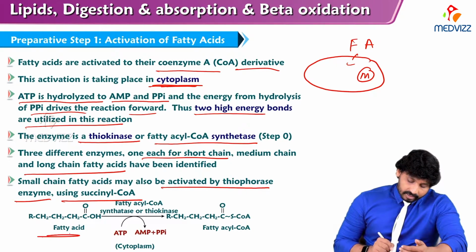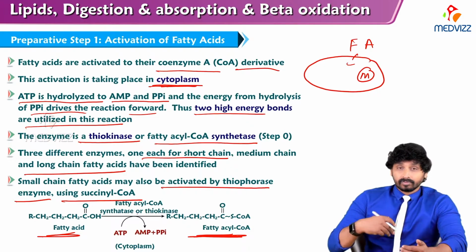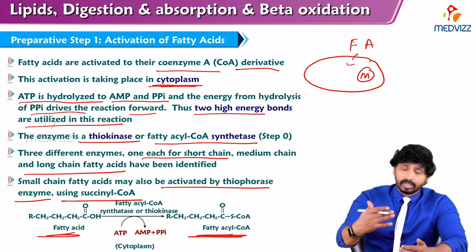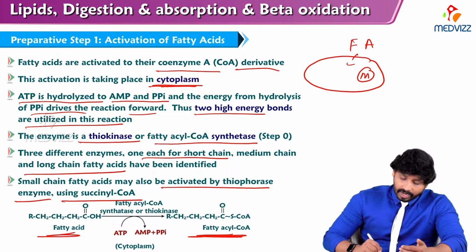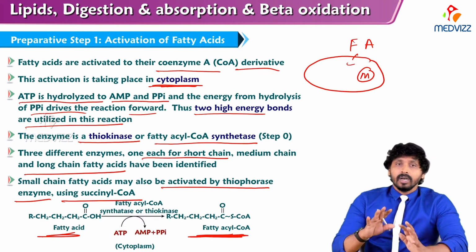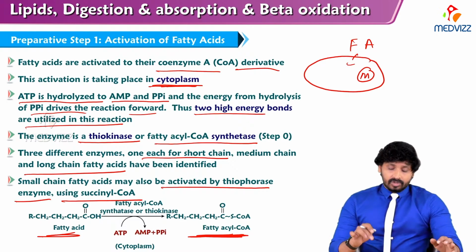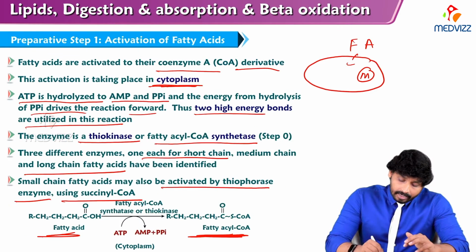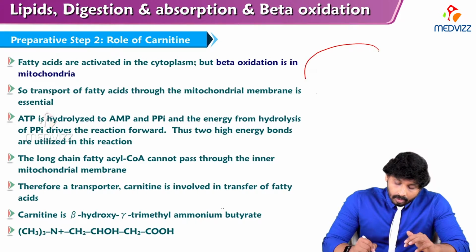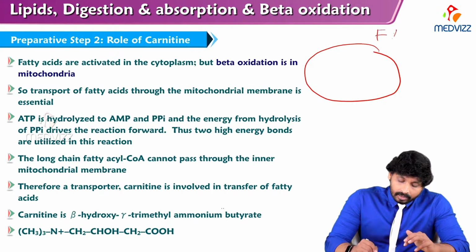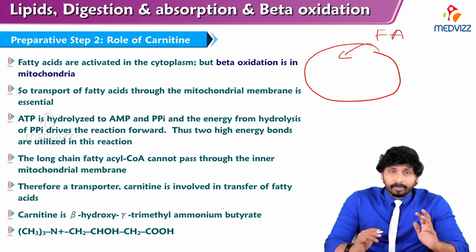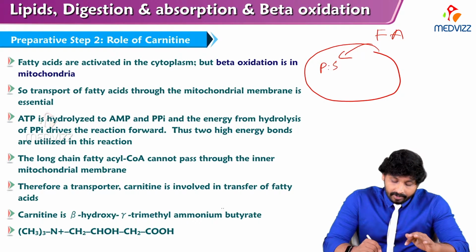You see here, fatty acid, with the help of fatty acyl-CoA synthetase or thiokinase, will be converted into fatty acyl-CoA. This is the preparatory step of beta oxidation. So now, as I said, fatty acid enters inside the cell and the preparative step takes place and it forms fatty acyl-CoA.